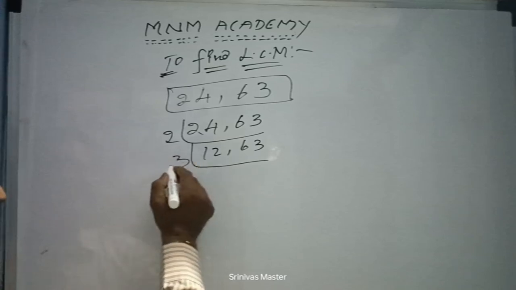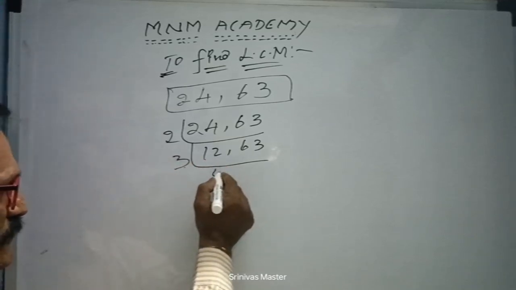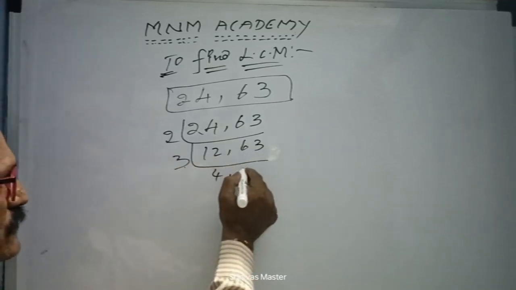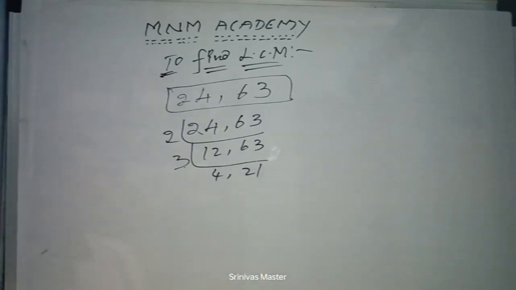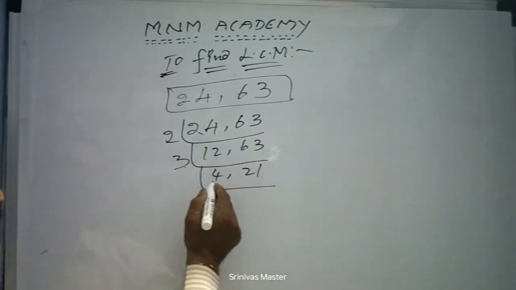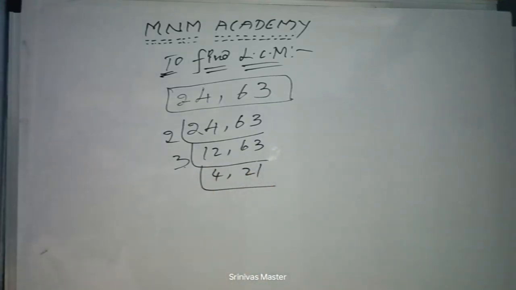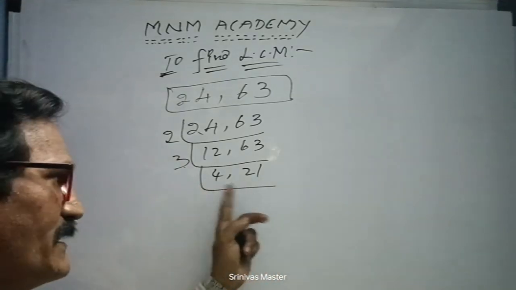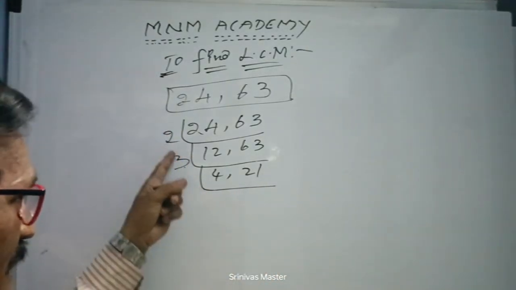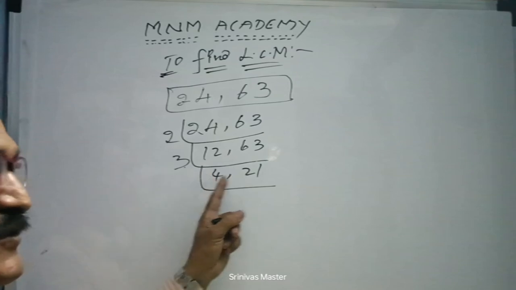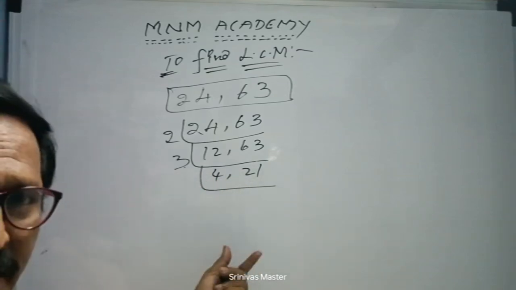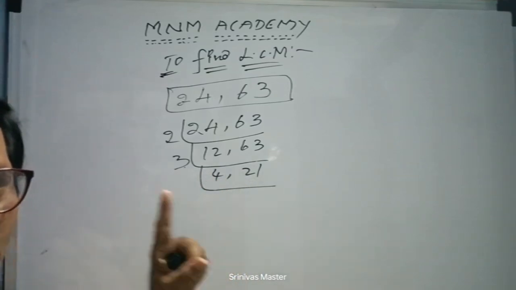Take this 3. Then we see 3 in 12, how many times will go? 4 times. 3 in 63: 2 3s are 6, 1 3s are 3. Next, 4 and 21 you are getting. Actually for these two numbers there is no common number. Directly we can multiply 2 into 3 into 4 into 21, or we can continue the division until the remainders are 1 and 1.